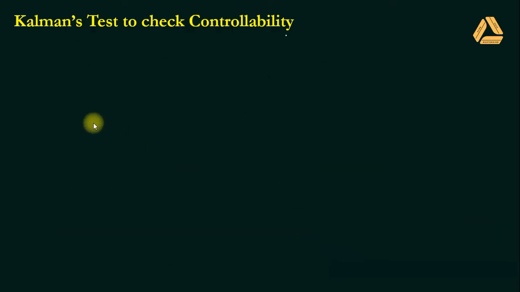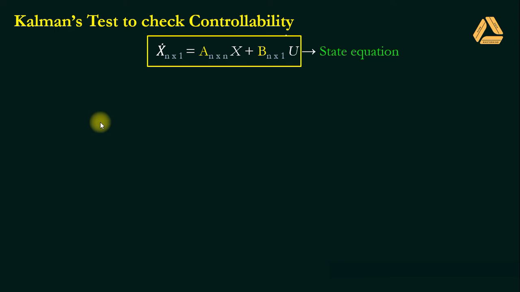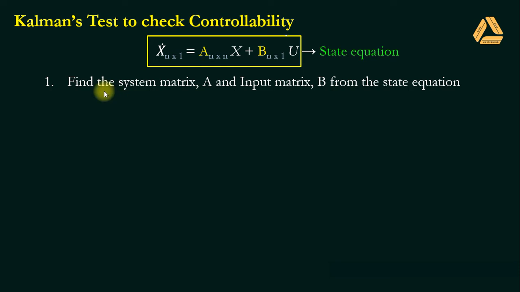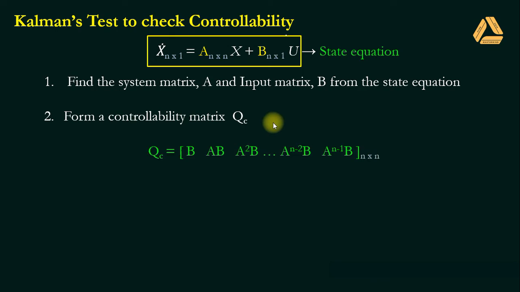Coming to Kalman's test to check controllability. The first step in Kalman's test is that you have to find the system matrix A and input matrix B from the state equation. You know that the matrix A is n into n, of order n, and B is n into 1 in our case, a vector. So first you have to get matrix A and matrix B. Then you have to form the controllability matrix QC, which is given by B, AB, A square B, up to A to the n minus 1 into B.